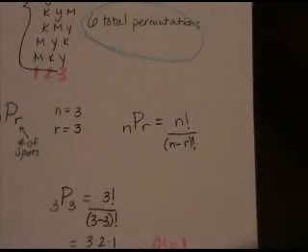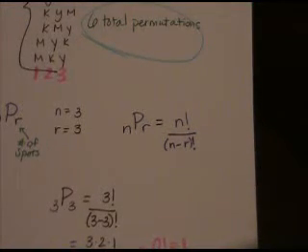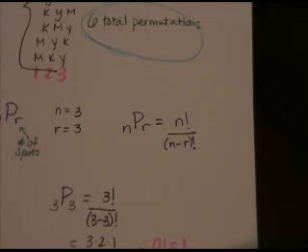All right, so let's wrap this up. We had the differences between experimental and theoretical probability. We also found the differences between combinations and permutations.